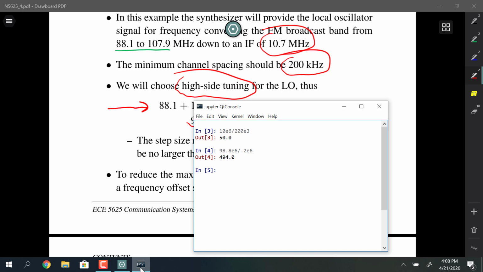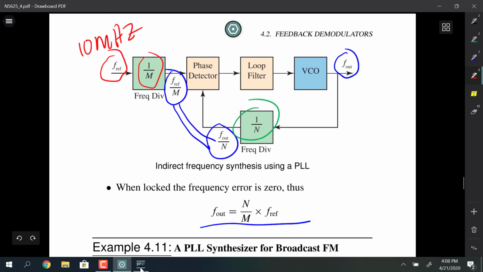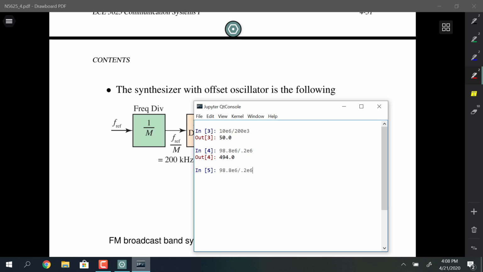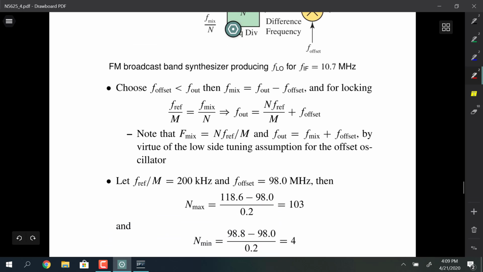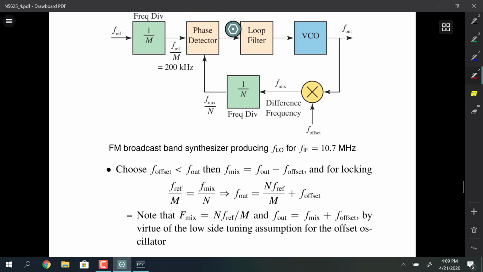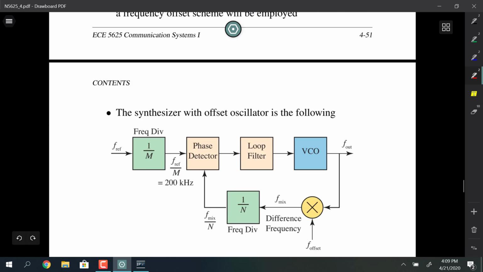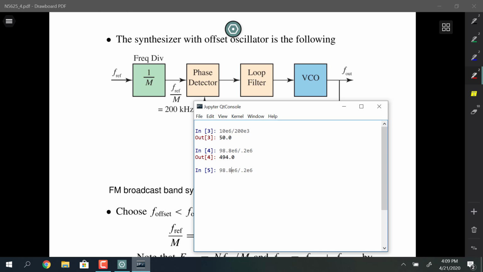So in order to tune to 98.8 megahertz, we're going to have to set our digital divider, that's the N here, to 494. And then to get the upper end, which in this design would be 118.6, I just have to go 118.6 divided by 0.2, and that'd be 593.